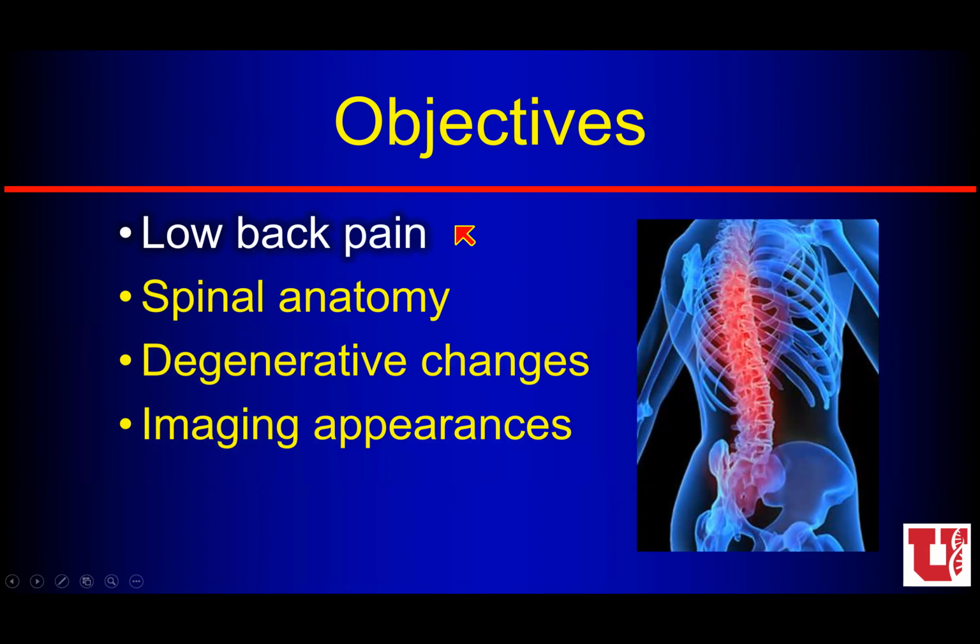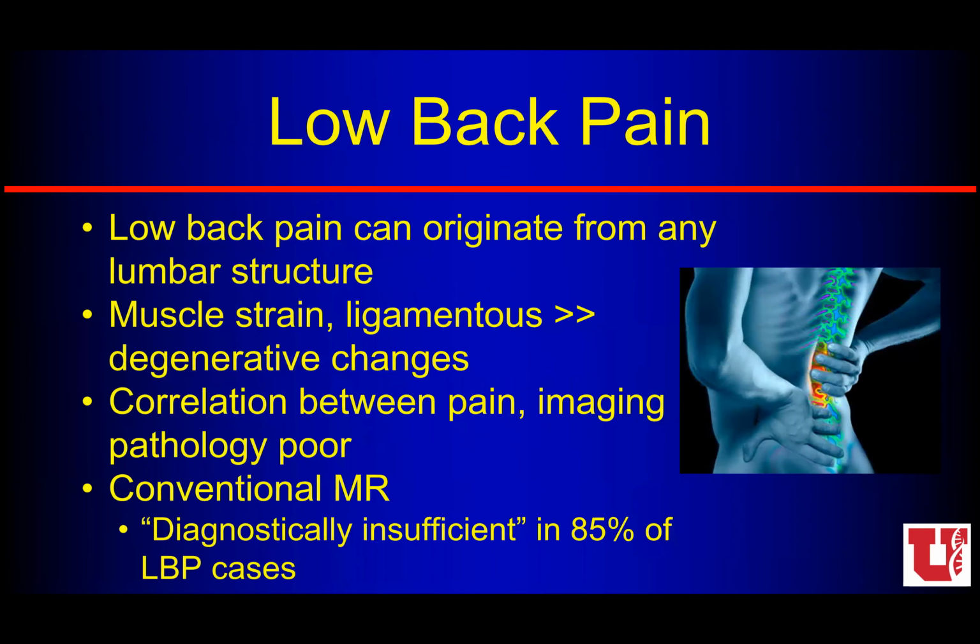So we're going to talk about low back pain. We're going to review quickly the spinal anatomy, and then we're going to talk about the important part, the degenerative changes and the imaging appearances of those changes and the verbiage, the words we use to discuss that, which is really the important part here in this discussion.